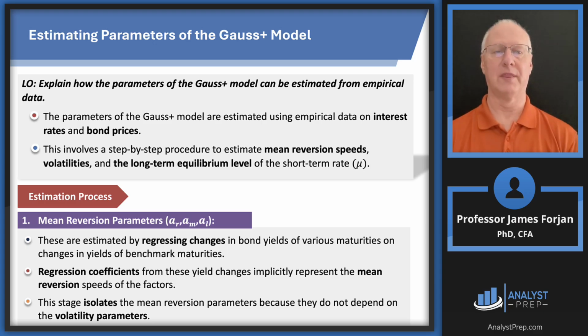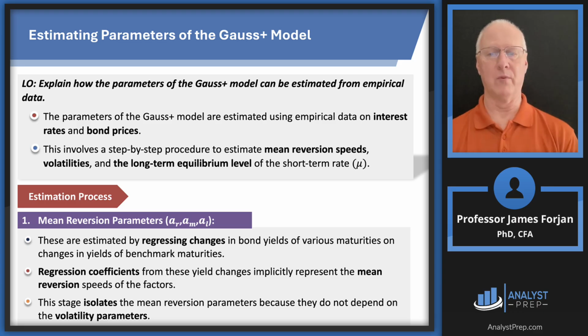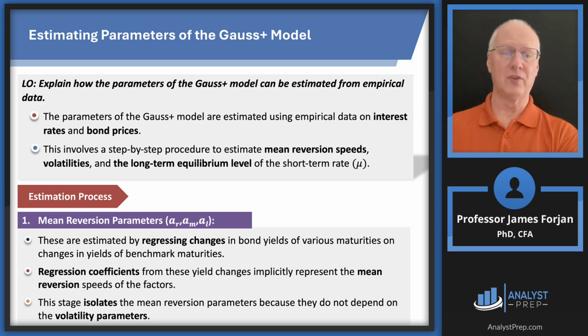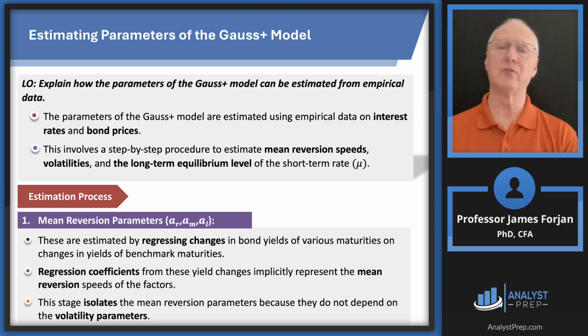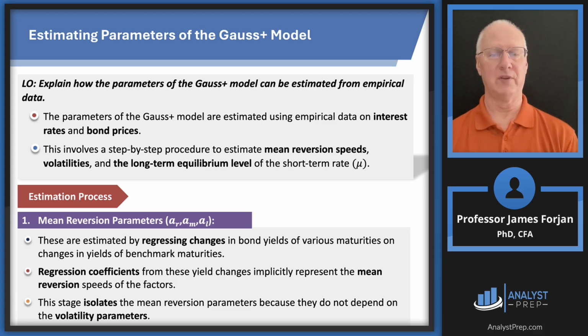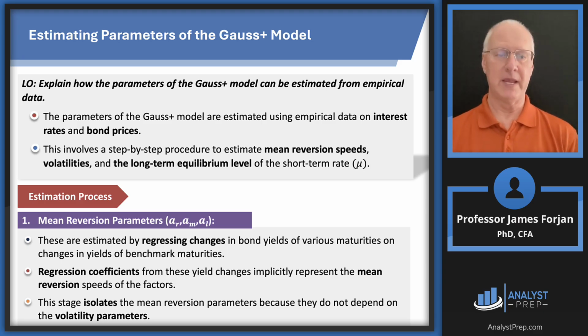So let's go ahead and start with the mean reversion parameters. What we're going to do is take a look at changes in bond yields. So these are the zero coupon bond yields. So don't be surprised if you see on the exam zero coupon bond changes in yields versus some kind of a benchmark. So we're doing changes in yields versus changes in yields. We did that in a previous chapter as well. Now, when we do that, what we can observe is that those regression coefficients are going to represent the mean reversion speeds of those factors.